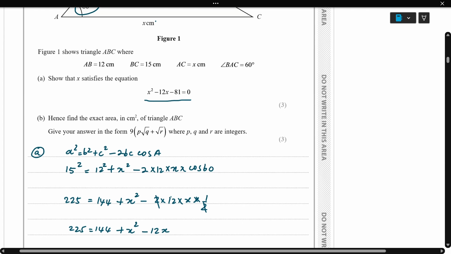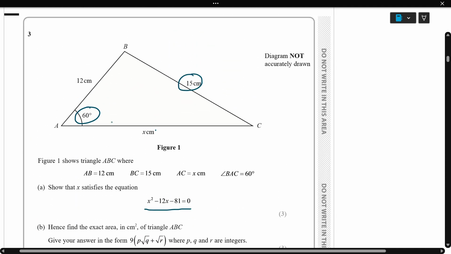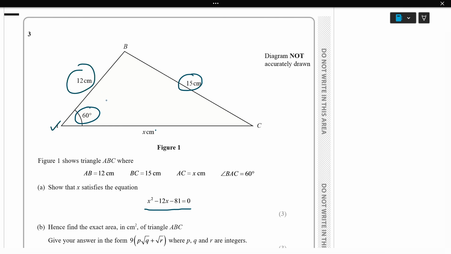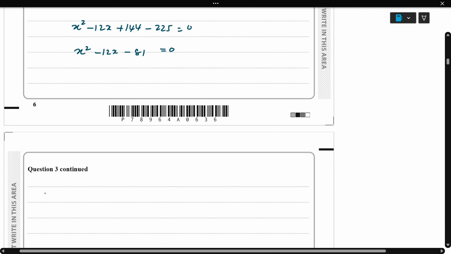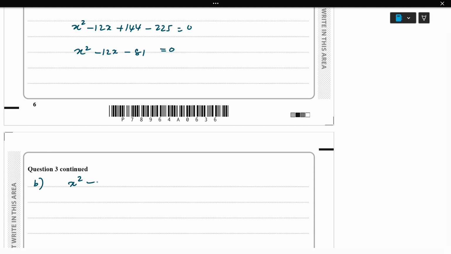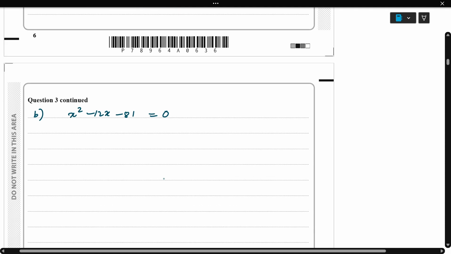Second part, hence find the exact area. So for the area, we know the angle is given, but we should know the adjacent sides, so we need to find out x first. So part B, the equation is x squared minus 12x minus 81 equals 0. So I'll go with the quadratic formula.